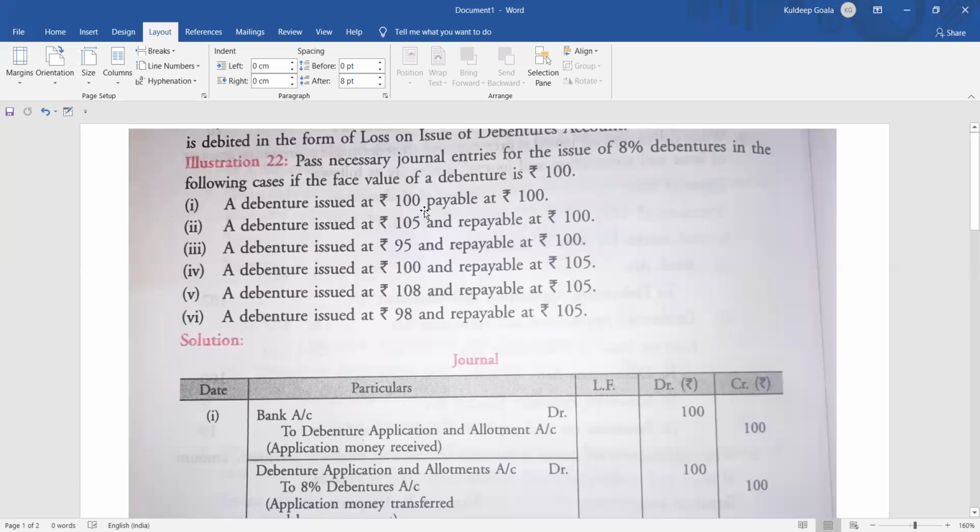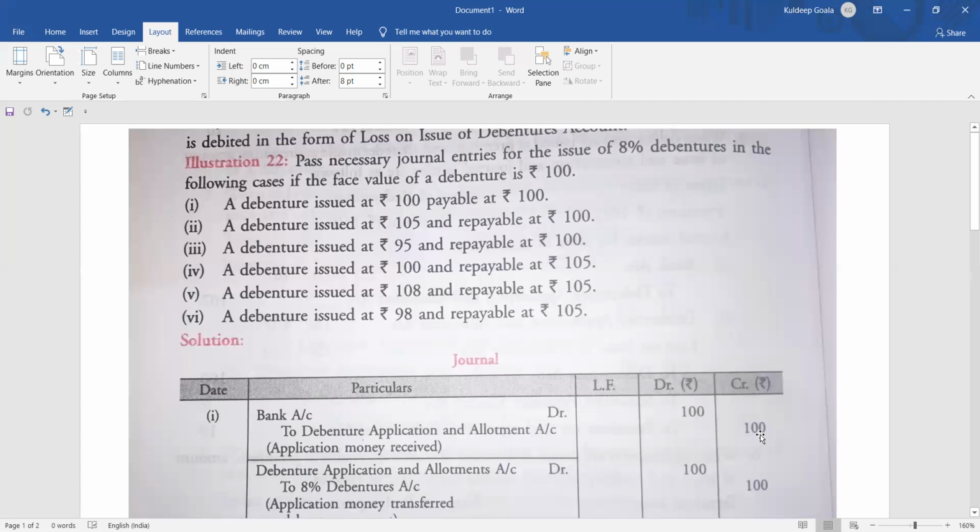Clear? So what will happen? Here we can see that whatever money we are taking, that same money we are going to return. So there is no profit, no loss here, right? At the time of issue, you are going to get the money. So it will be bank account debit. Money will come. Bank account debit, how much? 100 rupees. To debenture application and allotment account, 100 rupees.